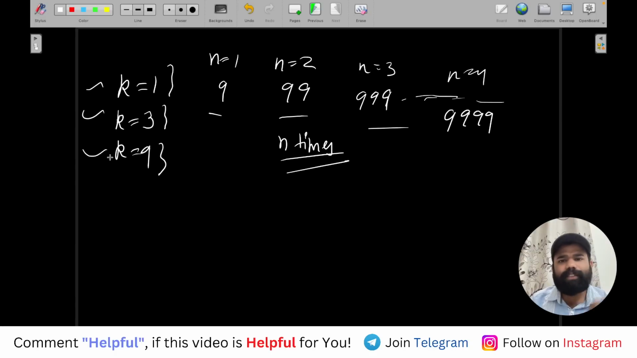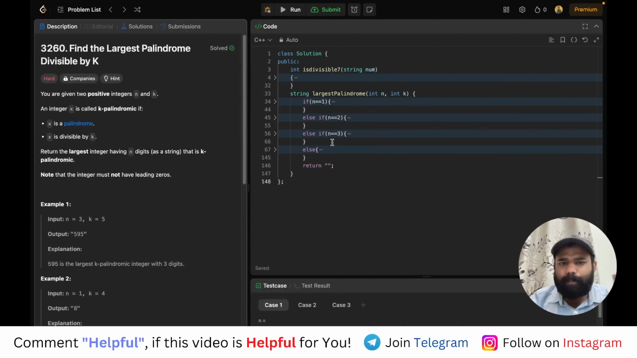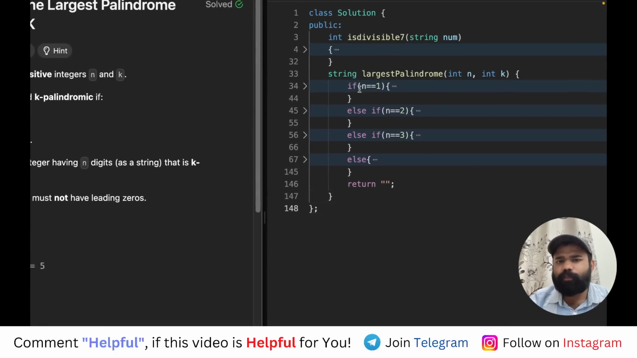Now let's check for 2. By the way, for considering the corner cases, I have separately handled n equal to 1, n equal to 2 and n equal to 3. Means when we have just a one-digit, two-digit or three-digit number, I am handling it separately. I will tell you why later on.